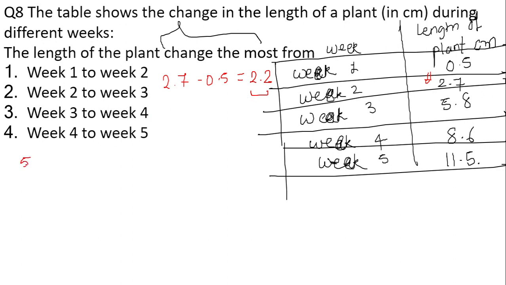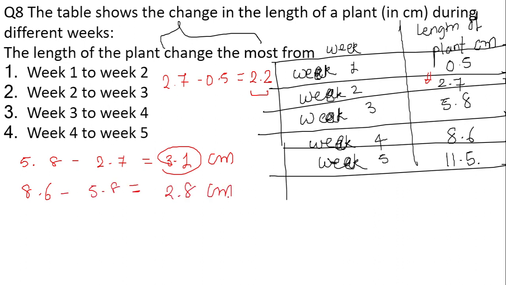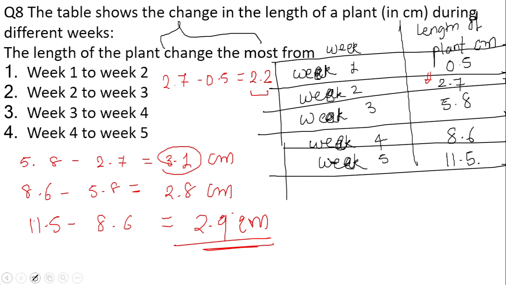Similarly, 5.8 minus 2.7, in the second and the third week, the difference is 3.1. It means in the second and the third week, the plant has grown by 3.1 centimeter. Similarly, in week third and fourth, 8.6 minus 5.8, I'll get 2.8 centimeter. In week 4 and week 5, 11.5 minus 8.6, I am going to get 2.9 centimeter.